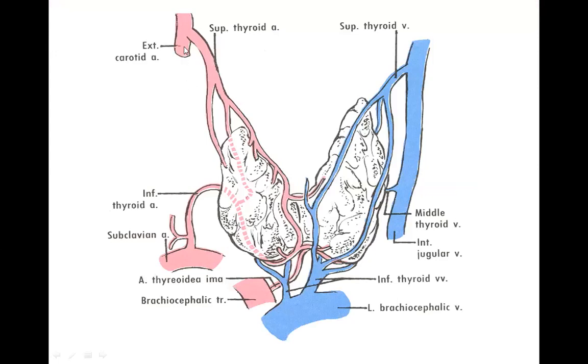So here you can see the external carotid artery. Here is the superior thyroid artery. Here is the first part of the subclavian artery, the thyrocervical trunk, and here is the inferior thyroid artery.